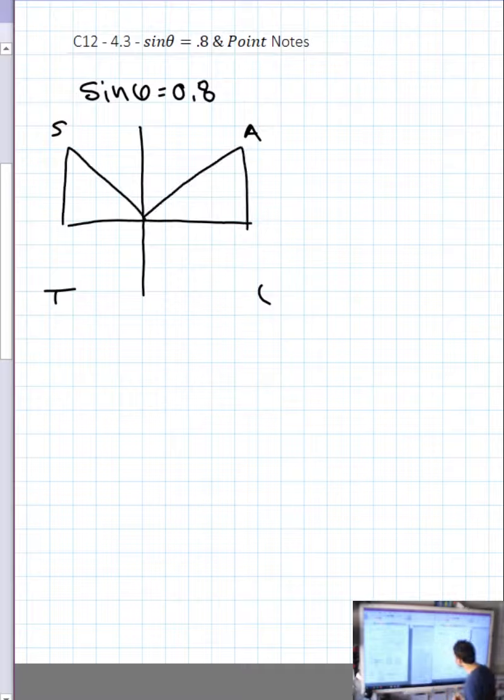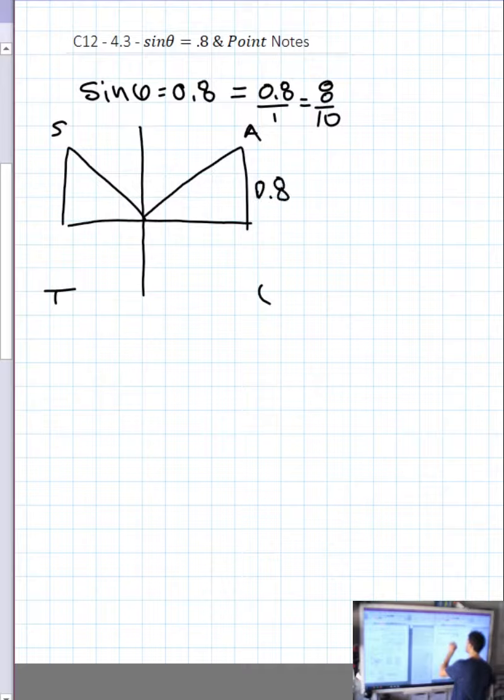Now, 0.8 is a bunch of things. It's equal to 0.8 over 1, and it's also equal to 8 over 10. In the notes, you can see I've drawn 2 triangles off to the right with both of those examples. But I'd rather be lazy and just label the opposite 0.8 and the hypotenuse just 1. Just makes more sense. Now we want to solve for theta.